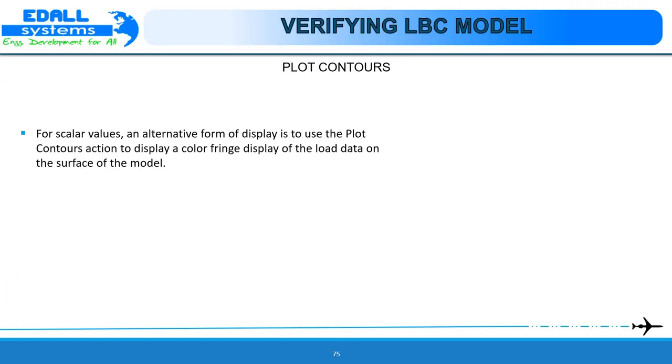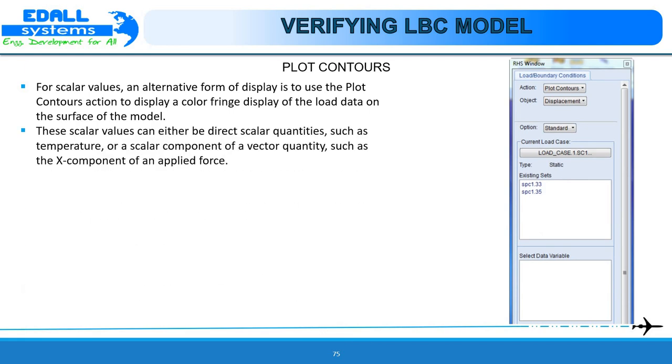The next one is the plot contour. For scalar values, an alternative form of display is used: the plot contours action, to display a color fringe display of the load data on the surface of the model. These scalar values can either be direct scalar quantities such as temperature, or a scalar component of a vector quantity such as an X component of an applied load.